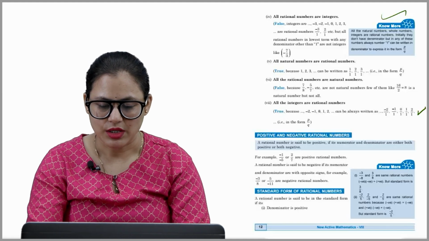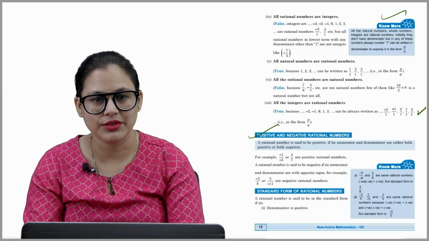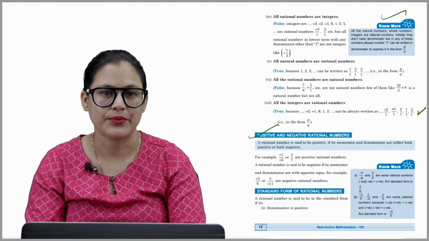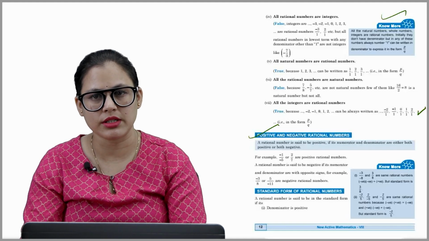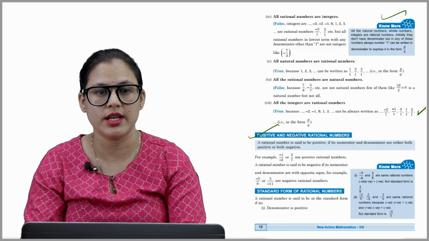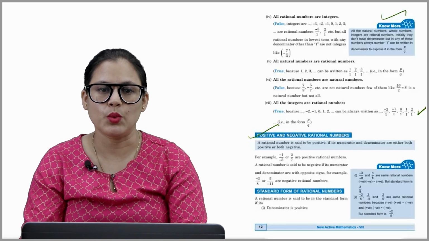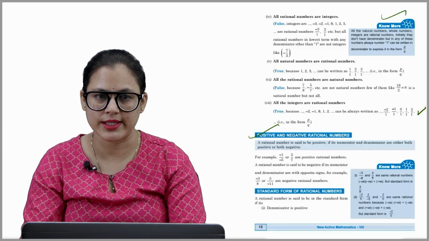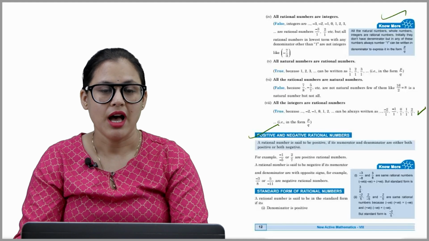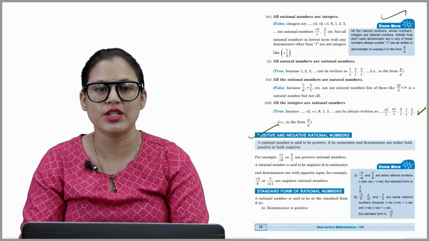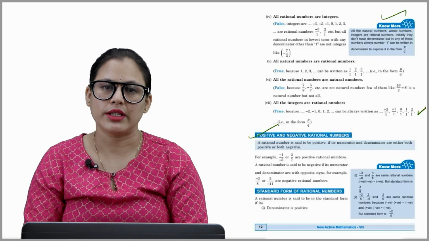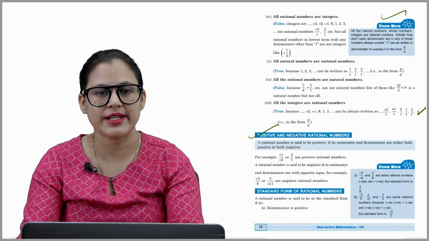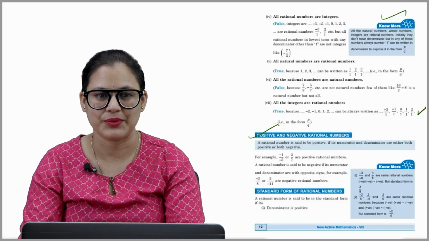Okay, next. Positive and negative rational numbers. A rational number is said to be positive if its numerator and denominator are either both positive or both negative. For example, minus 1 by minus 5 or 2 by 7 are positive rational numbers. A rational number is said to be negative if its numerator and denominator have opposite signs. For example, minus 3 by 8 or 5 by minus 11 are negative rational numbers.